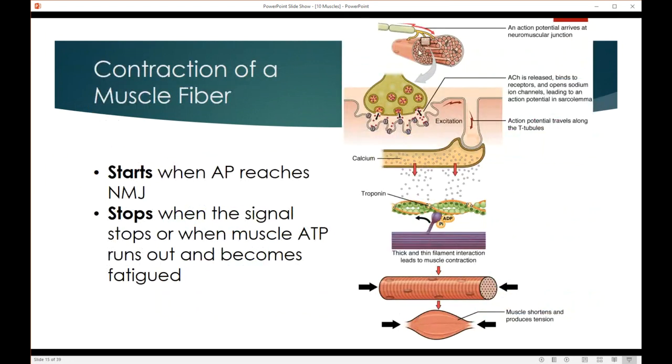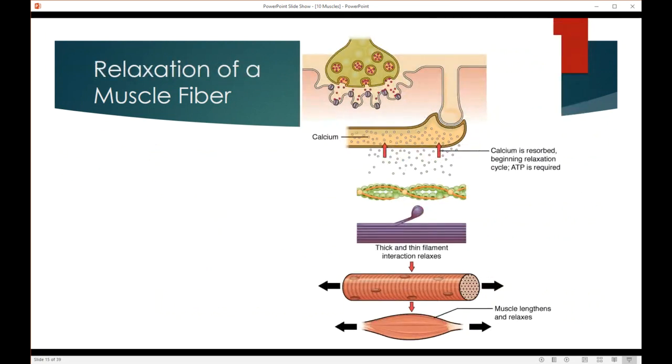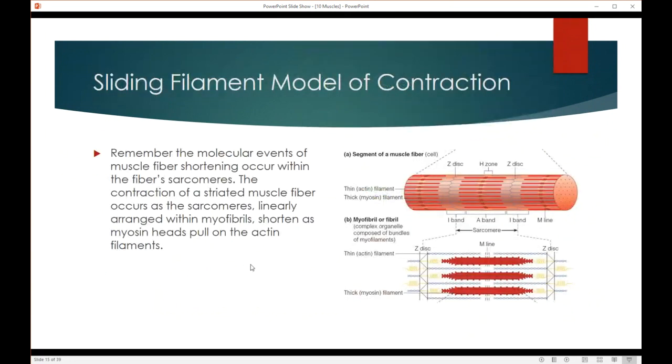So the contraction of the muscle fiber actually starts when the action potential reaches this neuromuscular junction. So right here. And it stops when the signal stops, when we stop telling our muscles to move, or when the muscle ATP actually runs out and the muscle becomes fatigued. This is how we relax it back. We've already talked about that a little bit. This is called the sliding filament model of contraction.